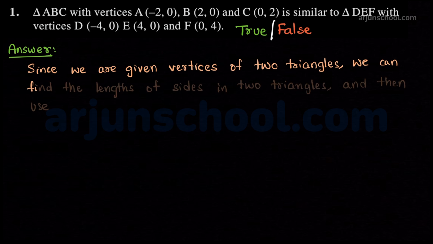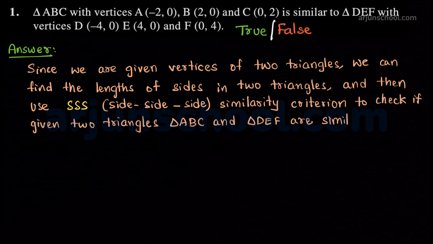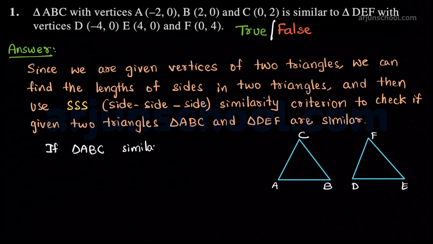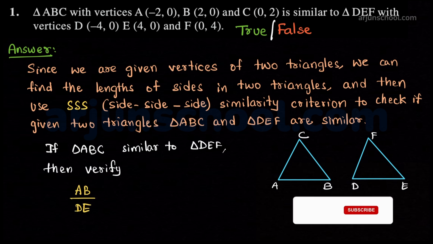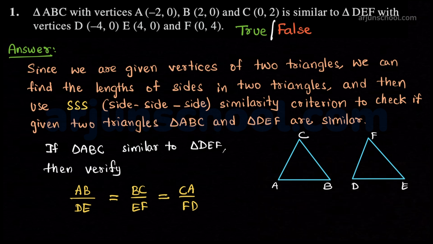Since we are given the vertices of the two triangles, we can find their lengths and use the side similarity criterion to check if the two triangles are similar. To check if triangle ABC is similar to triangle DEF, we have to verify the ratios of the corresponding sides: AB by DE, BC by EF, and CA by FD. These ratios should be equal. Now we have to find the lengths of these sides in the two triangles.